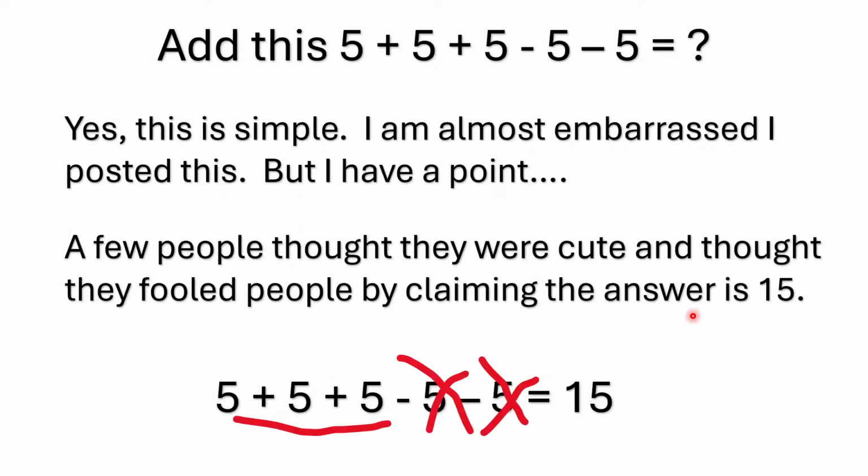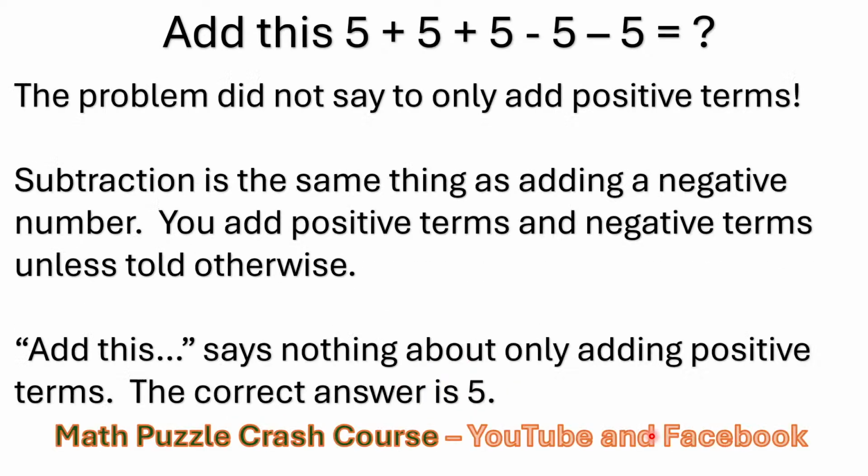We won't pause it in this case, because it's very simple, but I'm a little bit embarrassed about posting it. A lot of people thought they were fooled and claimed the answer was 15. What they did here is add 5 plus 5 plus 5 and get 15, and then somehow just eliminated these two, which does not make any sense, because you have to subtract 5 and then subtract 5 again. The answer is definitely not 15.